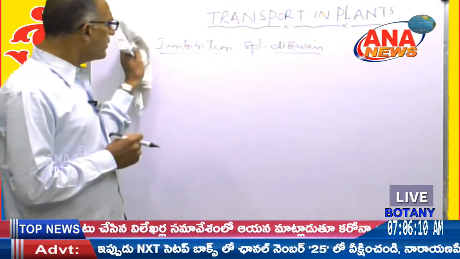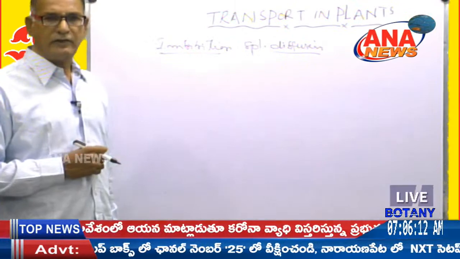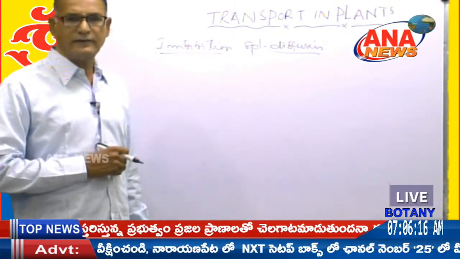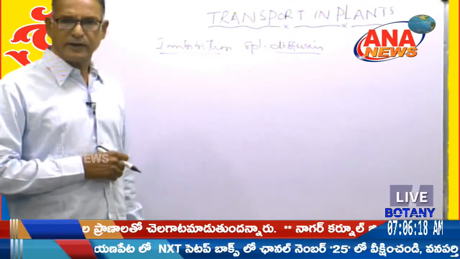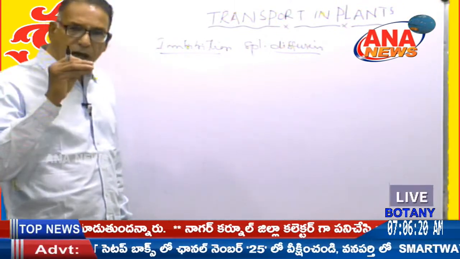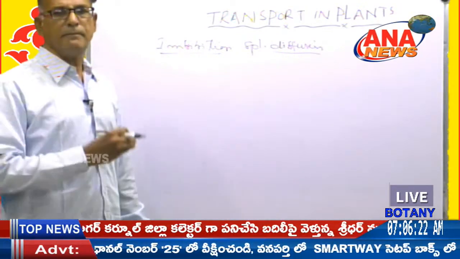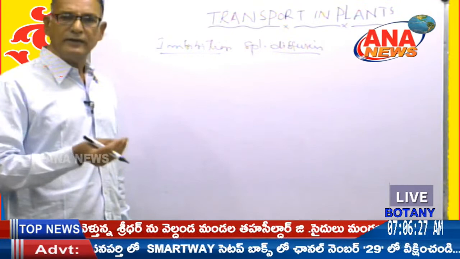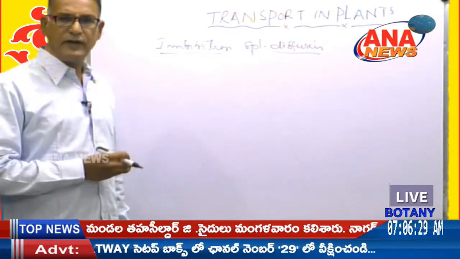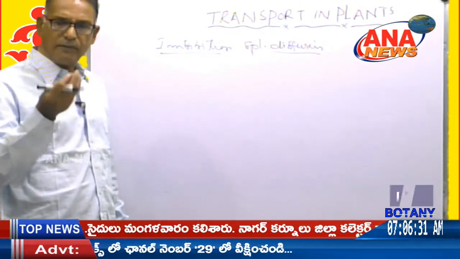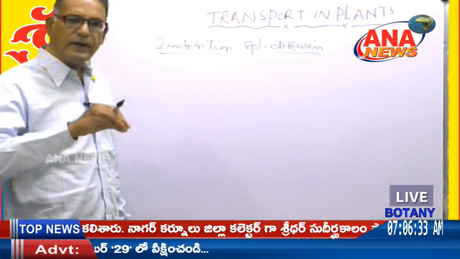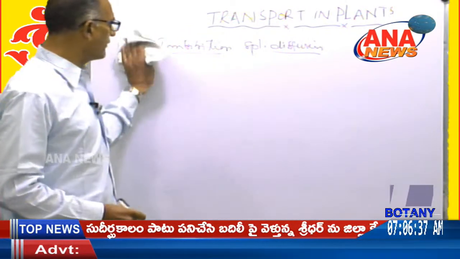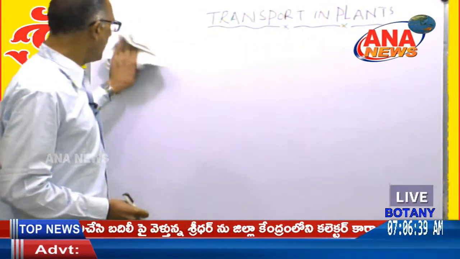The imbibition is also based on the concentration gradient. For the process of imbibition, a concentration gradient difference between the absorbent and the liquid being imbibed is necessary. Also for imbibition, an affinity between the absorbent and the liquid being imbibed is a prerequisite. That we discussed in the last class.